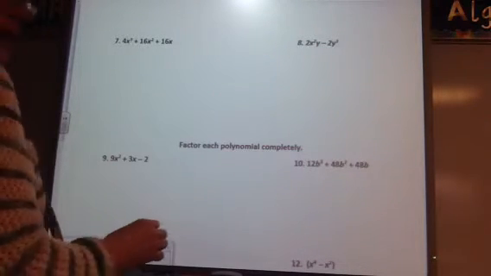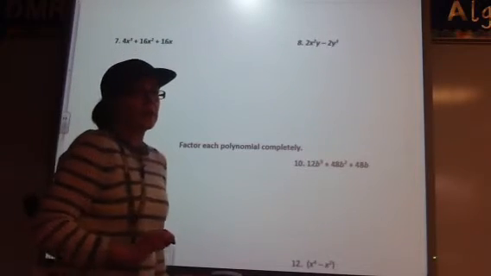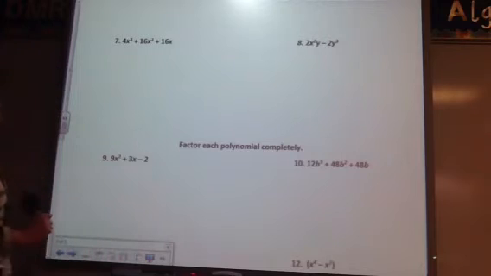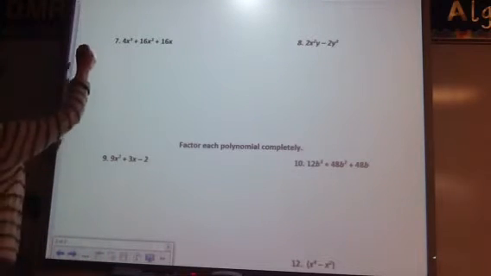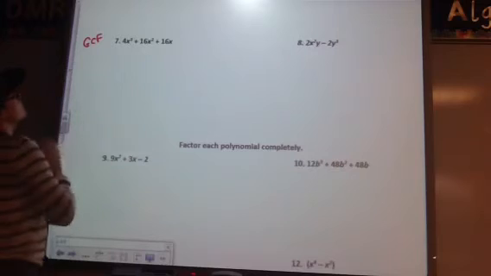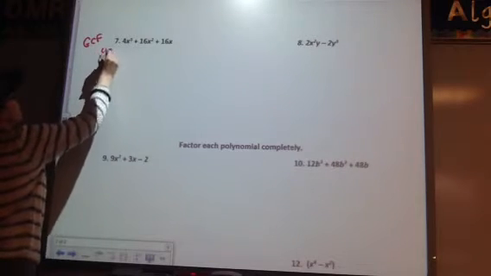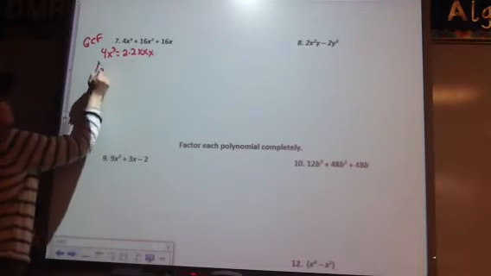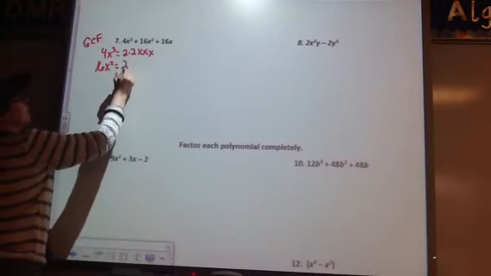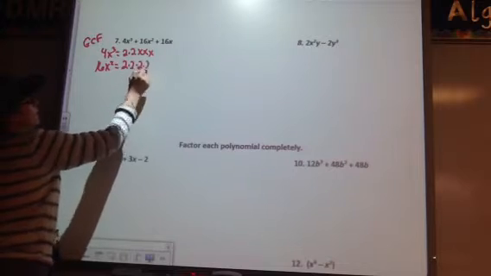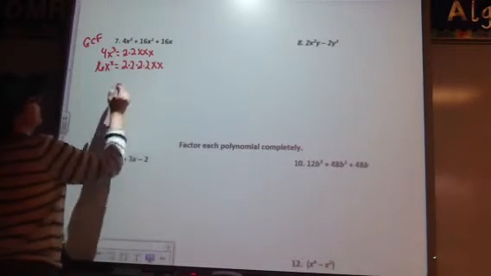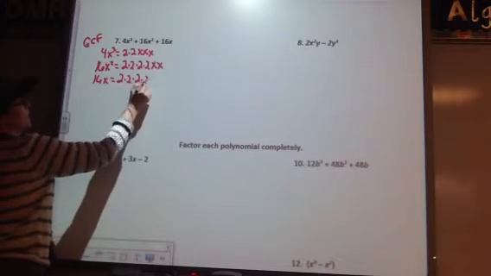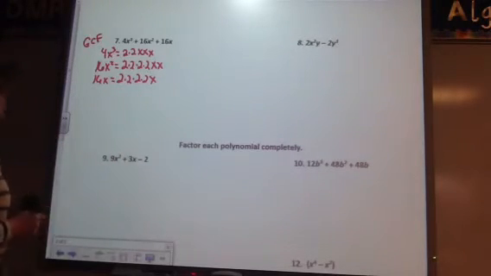All right, class, this is Unit 7, Section 6, second part, and we are on number 7 here. First thing we need to do is see if there's a GCF. For 4x cubed, for 16x squared, 4 times 4, and then for 16x, 4 times 4, and your x.